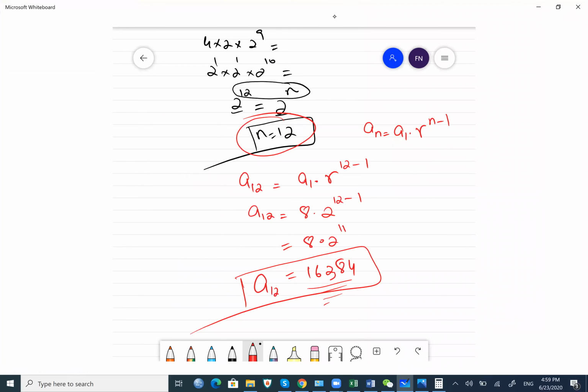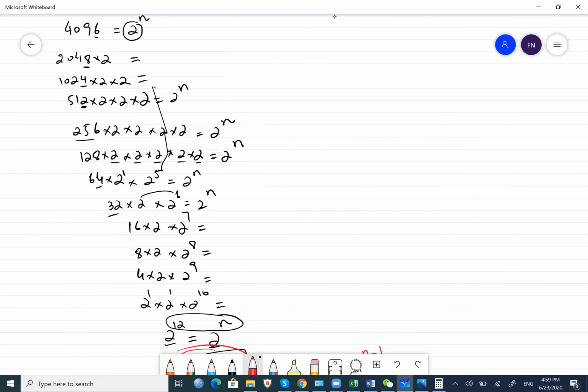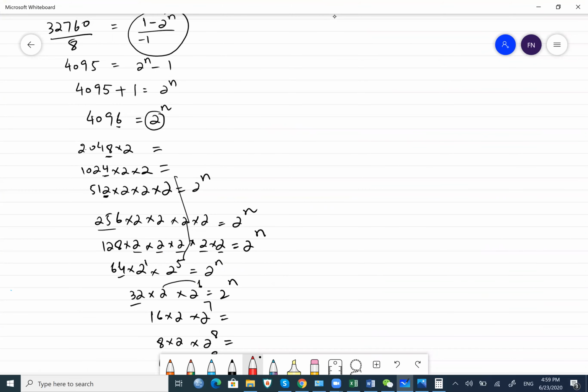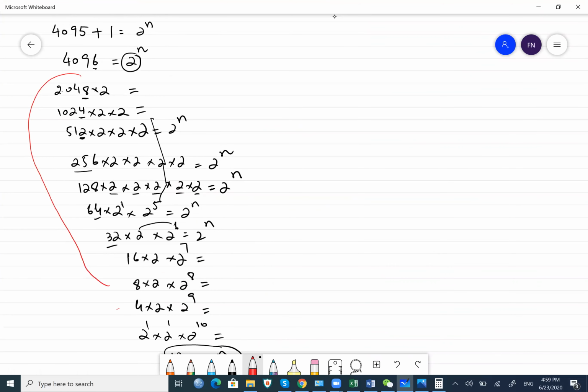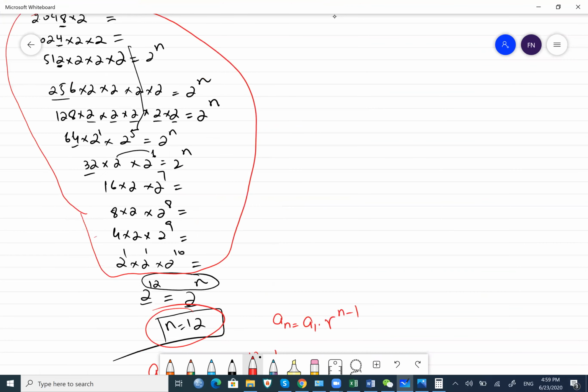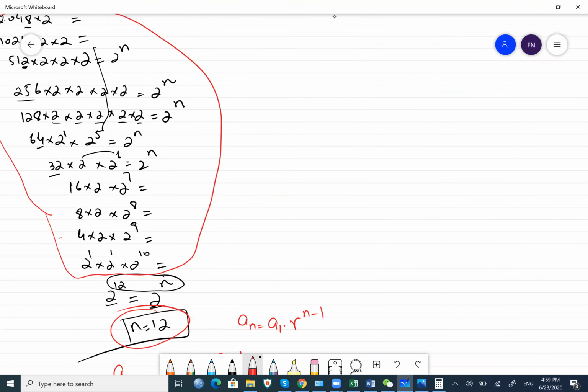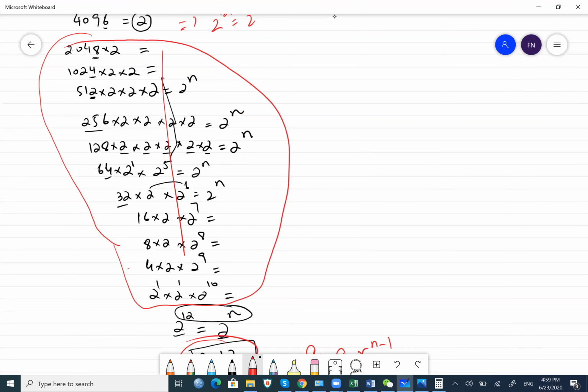Here we can see that you can skip this one. This portion was just for your understanding. Otherwise, you can just skip this one. From here, we know that this is 2 raised to power 12, and you can directly jump into this one. You don't need to do all this. This is just for your understanding. I was explaining this.